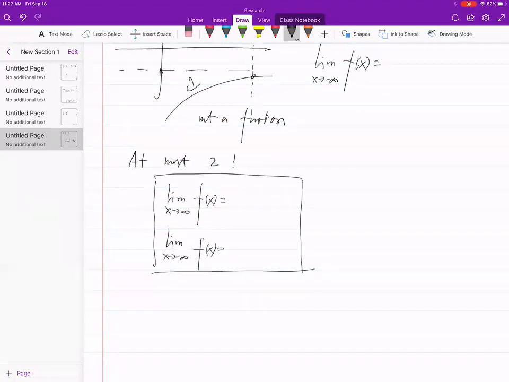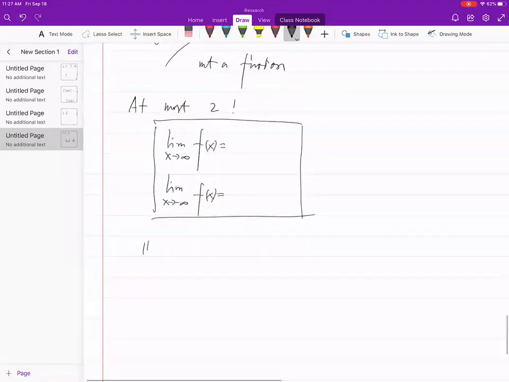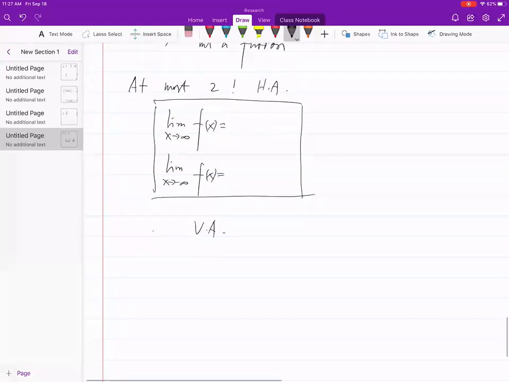Right. Question, how many vertical asymptotes can a function have? Horizontal, you can only have at most two. Oh, let me put it here. What about vertical asymptotes? Can you have two? Yeah. It's a function. Can you have three? Yeah.